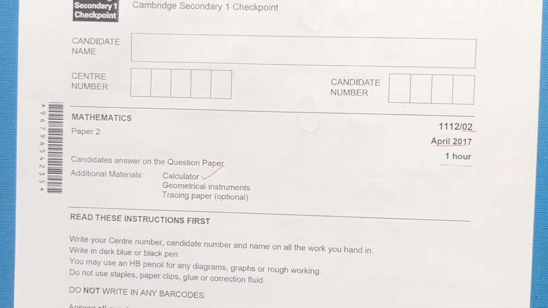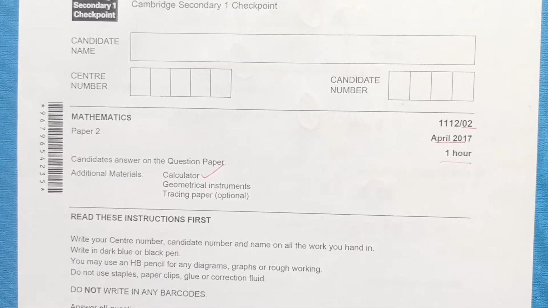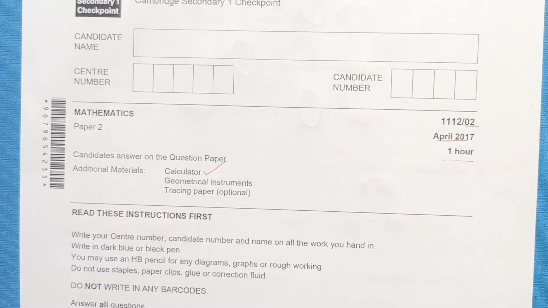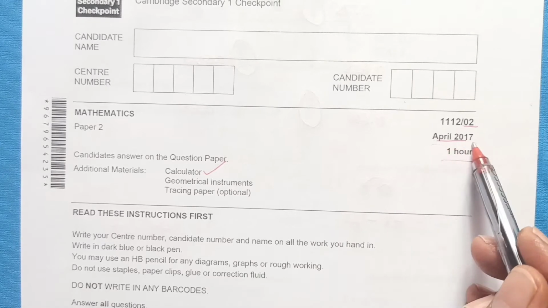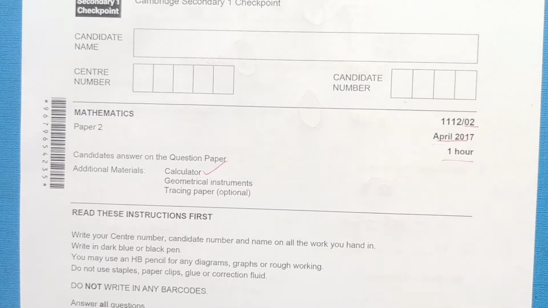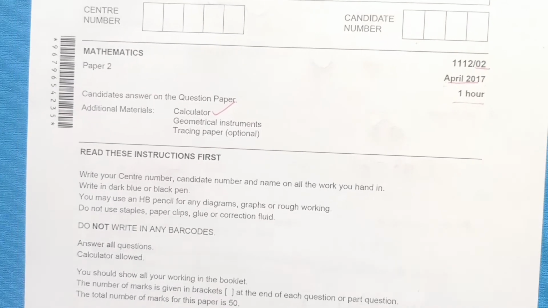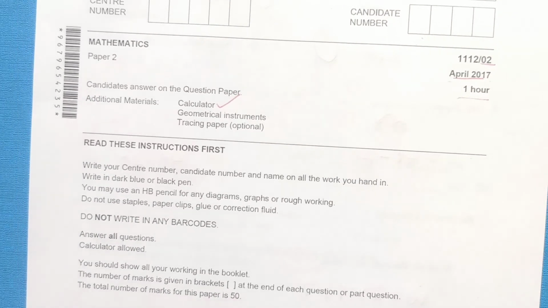So let's start this paper. I have covered question 1 to 12 in video 1 of this paper. So this is paper April 2017, paper 2. So I will cover the remaining questions in this paper starting from number 13. So let's start.